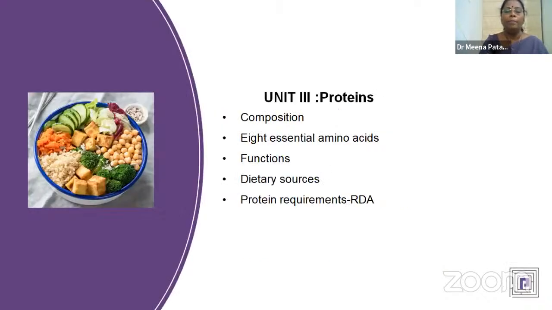The third unit is not to be missed at all. A very important macronutrient, that is proteins, because proteins yield amino acids, and amino acids are called the building blocks of proteins. These amino acids are the ones needed by our body to build our muscle. So it is a very important macronutrient. We will study the composition, 8 essential amino acids, their functions, dietary sources, and protein requirements according to RDA.